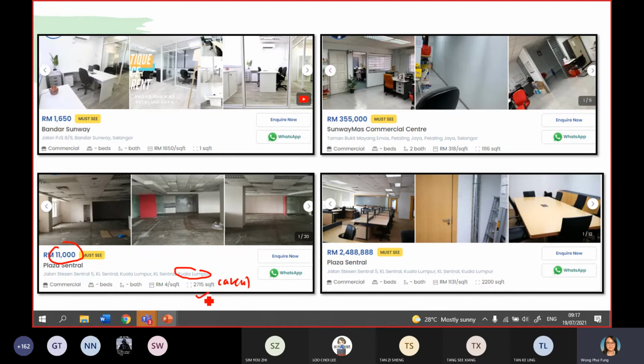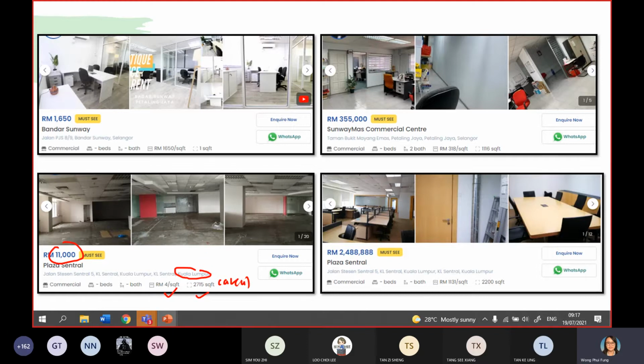2,715. So actually, you can also use this one divided by this one. You can get the price. The rental is actually approximately RM4 per square feet. So if your property is nearby this area, KL, you can use this as one of your information to input the rental. So I don't think that is any problem for you.